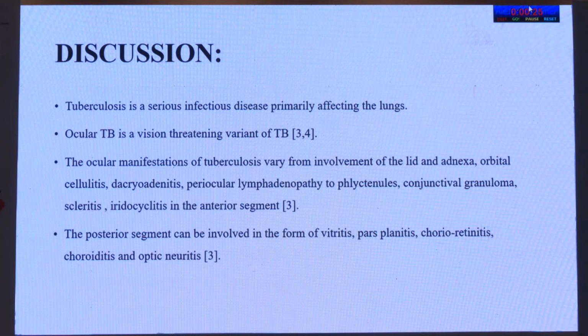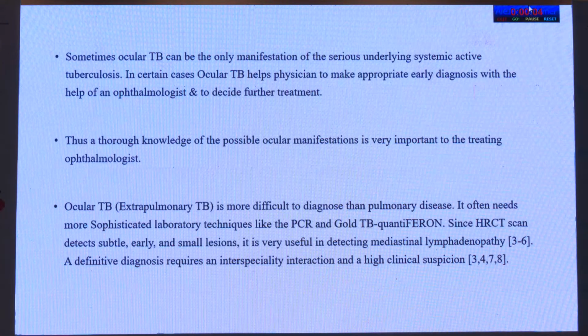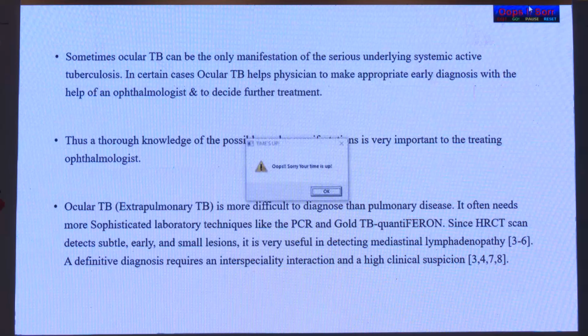Tuberculosis is a serious infectious disease primarily affecting the lungs. Ocular TB is a vision-threatening variant of TB. Ocular manifestations can vary from lid and adnexa, orbital cellulitis, dacryoadenitis, periocular lymphadenopathy to phlyctenules and iridocyclitis in the anterior segment. The posterior segment can be involved in the form of vitritis, pars planitis, chorioretinitis, choroiditis, and optic neuritis. Sometimes ocular TB can be the only manifestation of serious underlying systemic active tuberculosis.